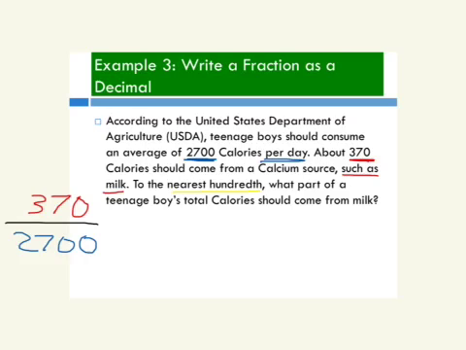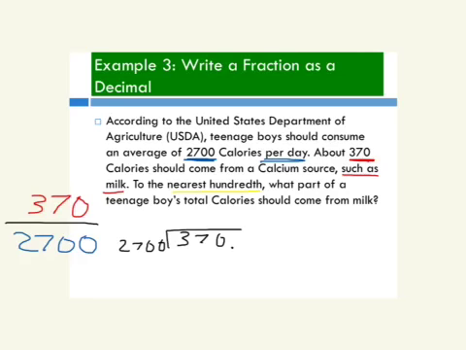2,700 is going to be my total per day, and 370 is going to be the calcium source coming from milk. So here I have my denominator and numerator, and that's my fraction. I also underlined nearest hundredth because that's what my answer wants to come to. Not the thousandth or 10,000th, but that second decimal place, which is the hundredth.